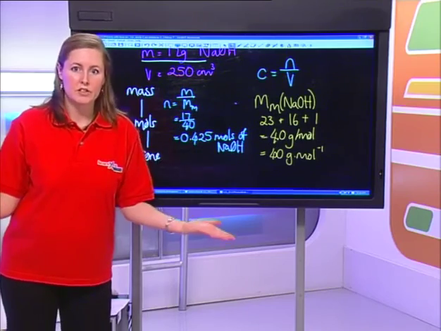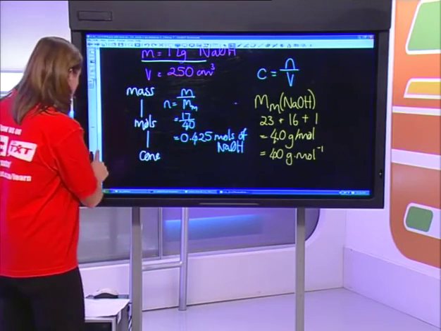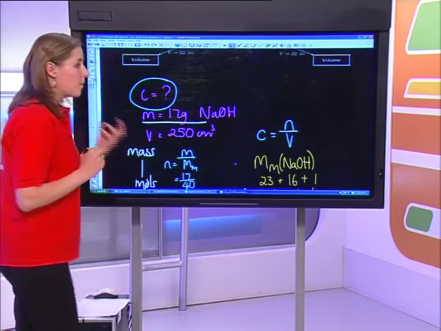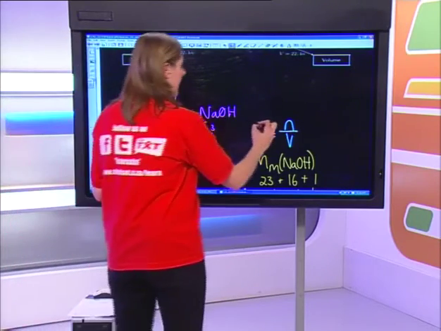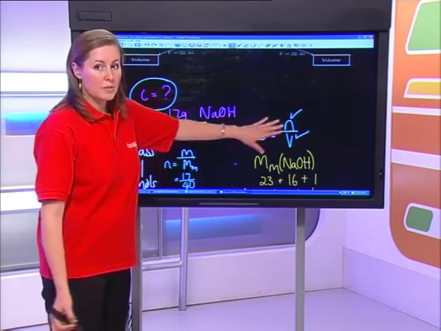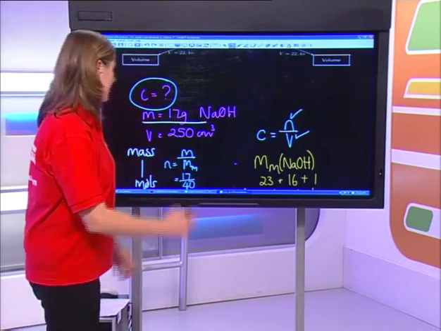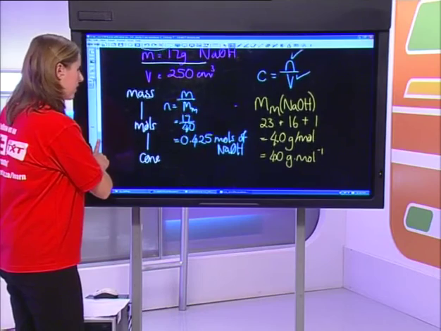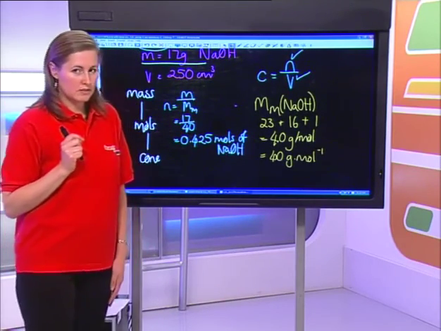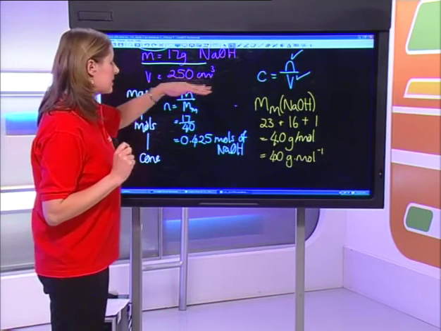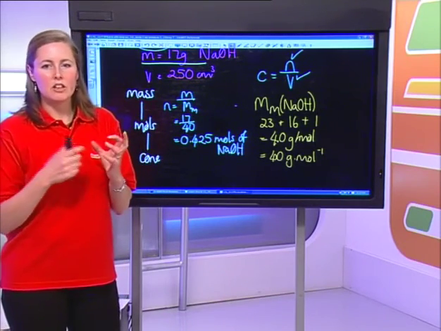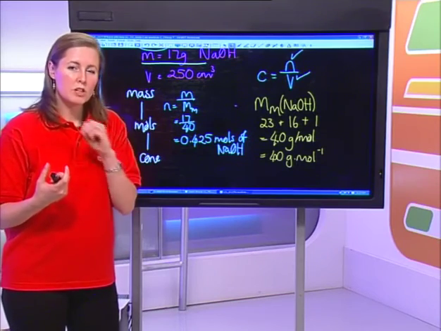Have we answered the question though? Check. The question asked us to find the concentration. We haven't done that yet. We now have the number of moles and we have the volume. So we can go and use our final equation and plug that in. The thought, before we move on though, is my volume in the correct units? Okay, we got told it was 250 cubic centimeters, but concentration is worked out in cubic decimeters. Okay, moles per cubic decimeter.